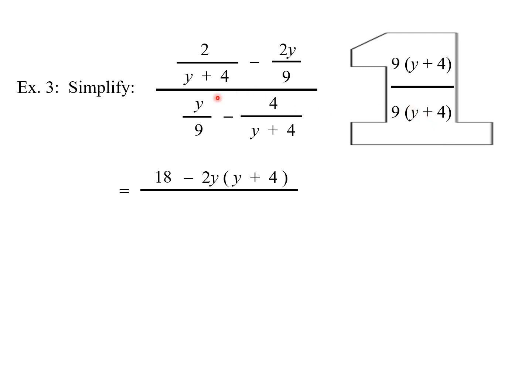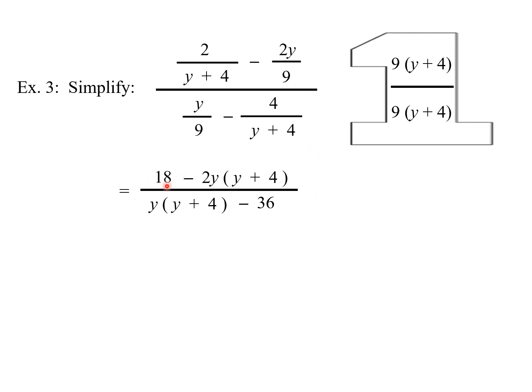In the denominator, multiplying the first term by 9 quantity y plus 4, the 9s are going to cancel themselves out. And what's left is y times the quantity y plus 4 minus 4 over y plus 4 times this. The y plus 4s cancel out in this case. Okay, and what's left is 4 times 9, which is 36. So this will be minus 36. All right, so multiply each of them in turn.